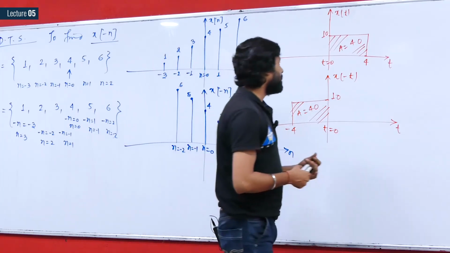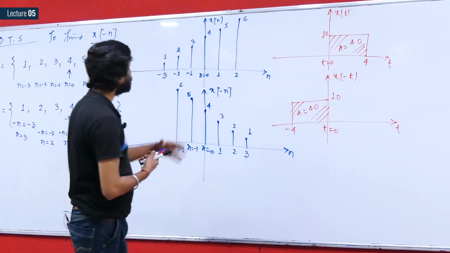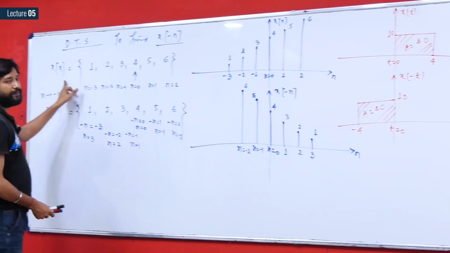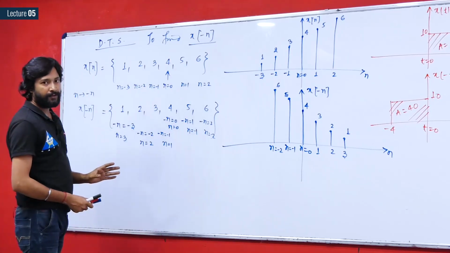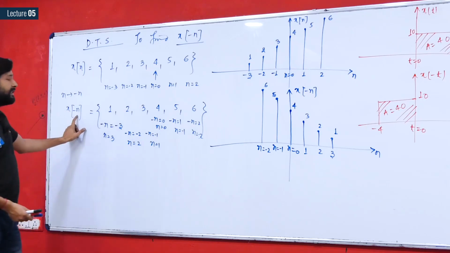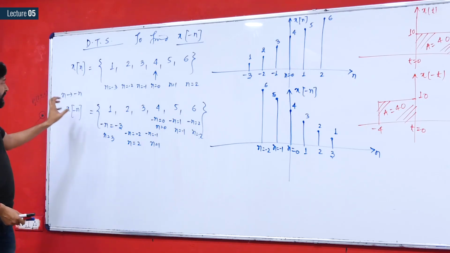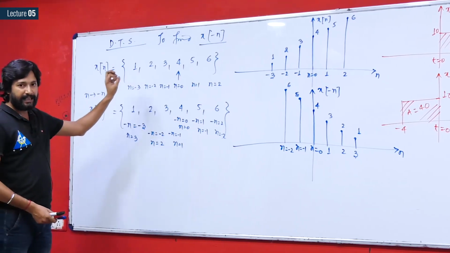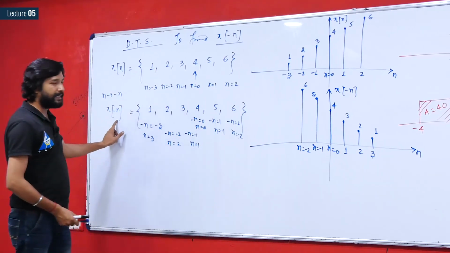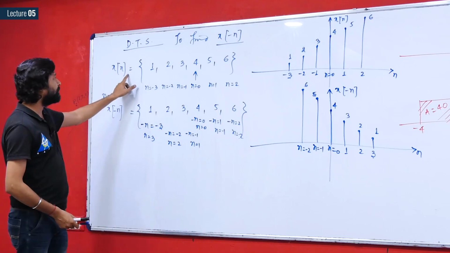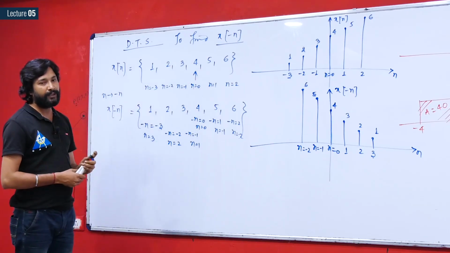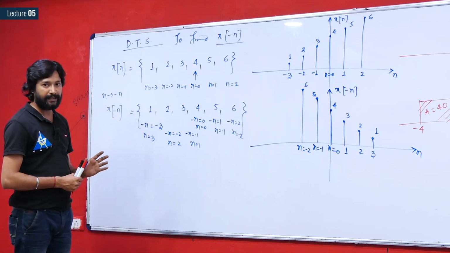In the case of discrete time signals also, you can calculate the area of x of n. The area of x of n is what? The sum of all the samples of x of n. As all of these samples are also contained in the signal x of minus n without adding or subtracting any other values, the total sum of all the samples of x of minus n is going to be the sum of all the samples of x of n. Therefore, the area is again going to be the same in the case of discrete time signals also.